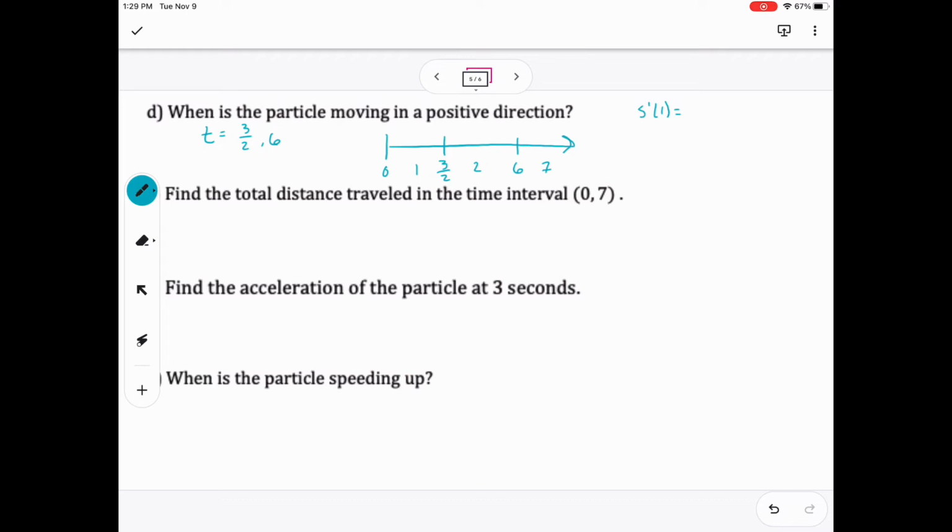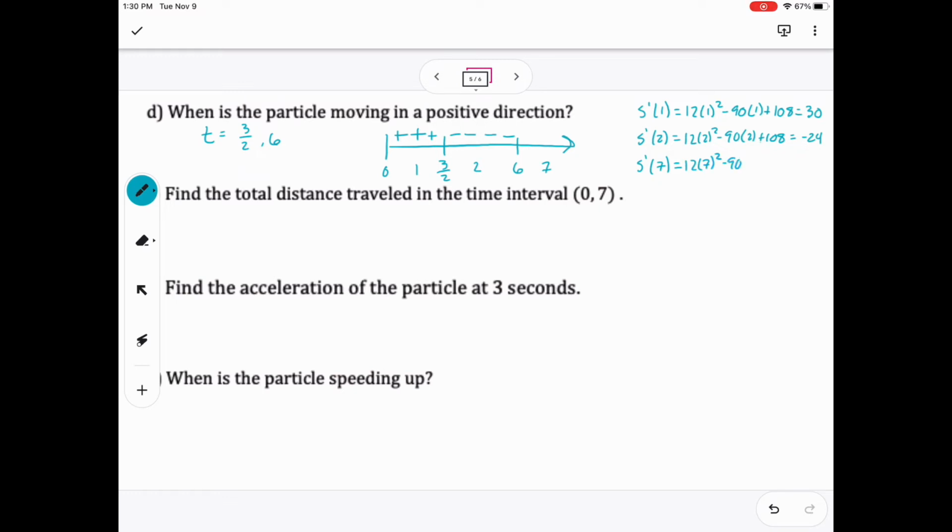Now we've already done some of this work by plugging in 1 into the first derivative and 2 in the first derivative from our example in letter B. So I already know that 1 is at 30, so that means it's moving in a positive direction between 0 and 3/2. When I plugged in 2, we got negative 24. That means it's moving in a negative direction between 3/2 and 6.